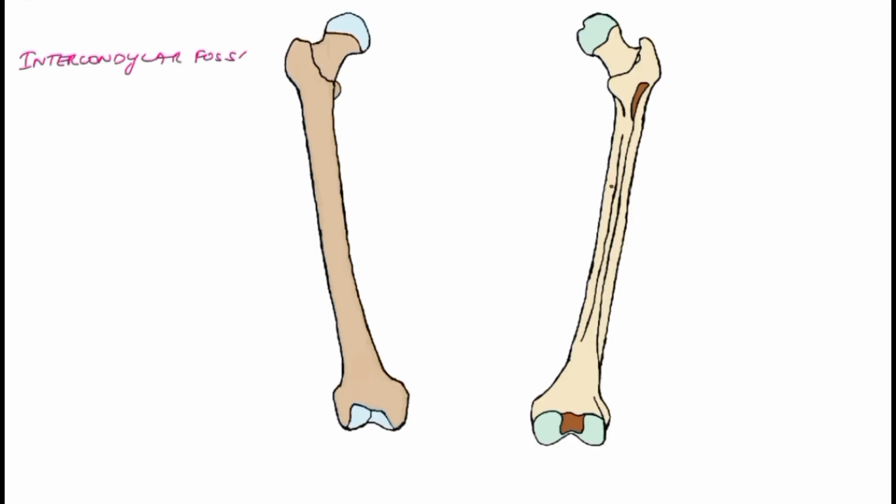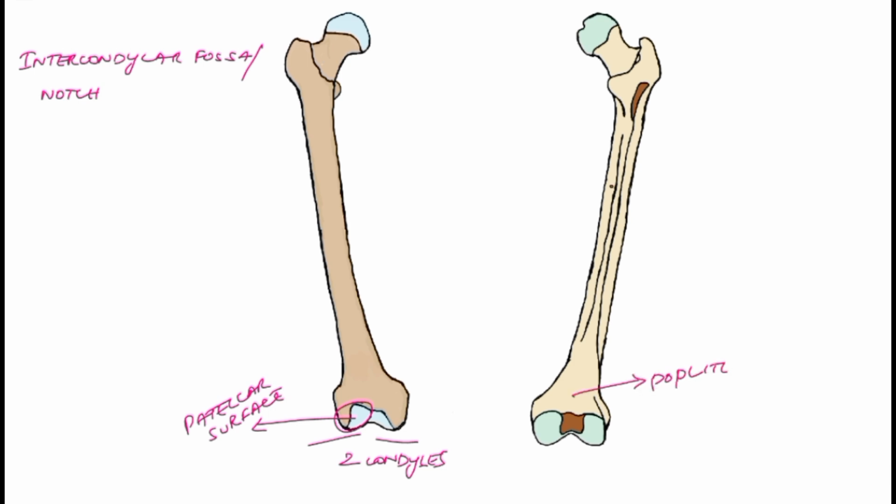Intercondylar fossa or intercondylar notch. The notch separates the lower and posterior parts of the two condyles. It is limited anteriorly by the patellar articular surface, posteriorly by the intercondylar line, which separates the notch from the popliteal surface.